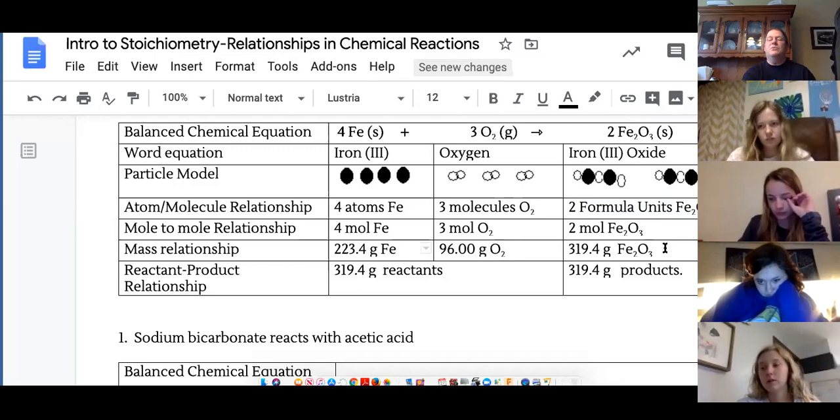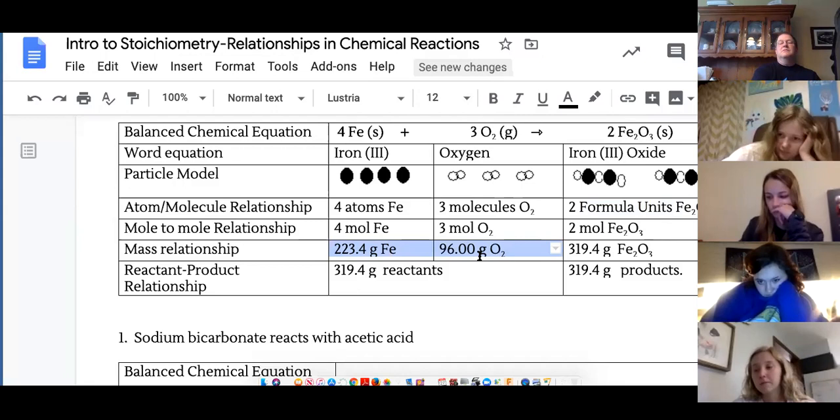You should notice, though, if you just take the sum of those two numbers, it's going to have to equal the last one if it's a balanced equation. And the last one is just showing that: 319 grams of reactants forms 319 grams of products.